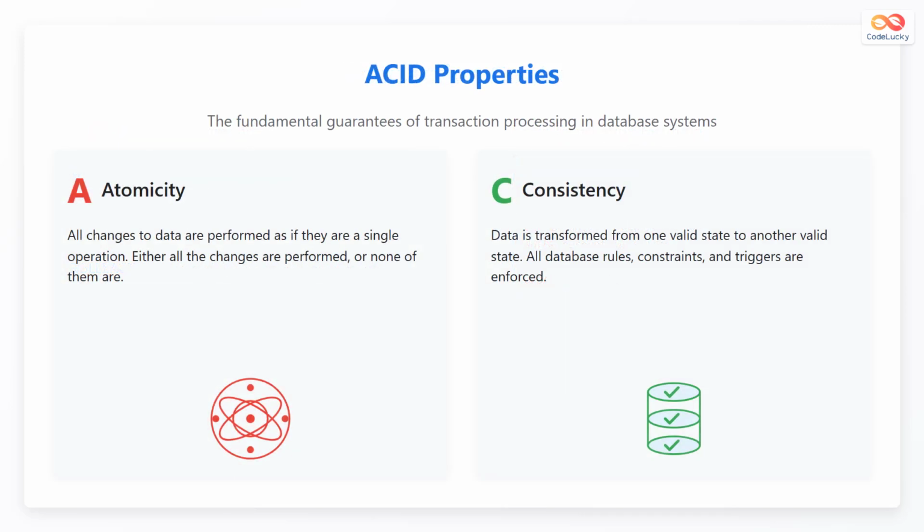ACID properties are the fundamental guarantees of transaction processing in database systems. ACID is an acronym that stands for atomicity, consistency, isolation, and durability. Let's start with atomicity. All changes to data are performed as if they are a single operation. Either all the changes are performed or none of them are. Next up is consistency. Data is transformed from one valid state to another valid state. All database rules, constraints, and triggers are enforced.